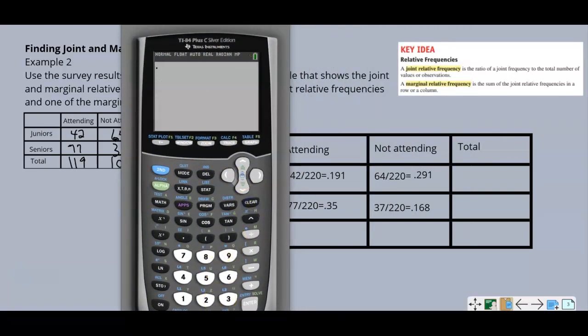So we've got 0.191 plus 0.291. That's going to be across for the juniors. And then let's go ahead and do the next one as well. So we've got 0.35 plus 0.168. That's going to be about 0.518.